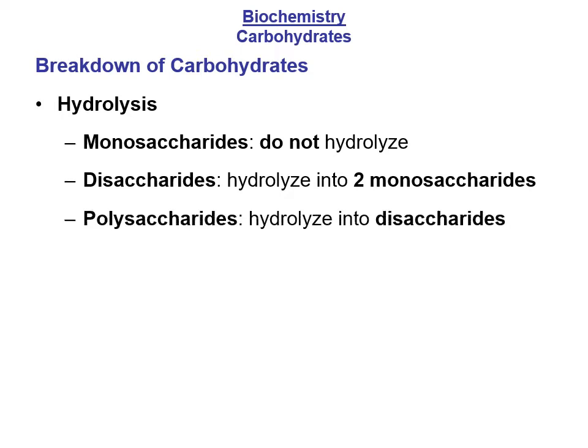And the polysaccharides can also be hydrolyzed. They get hydrolyzed down into disaccharides. The disaccharides then get hydrolyzed down into monosaccharides. So if you remember, hydrolysis is just the process of breaking down polymers. Well, that's all polysaccharides and disaccharides are. They're just polymers of monosaccharides. So once these polymers of monosaccharides get hydrolyzed down, those monosaccharides can go through other types of breakdown.